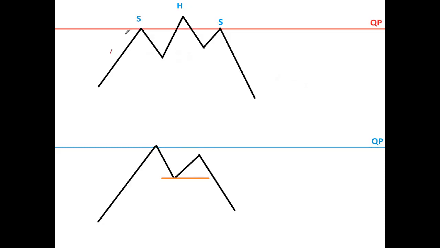Okay, so you're going to have head and shoulders, right? Head and shoulders formations right at a quarter point. You're going to have double top type structures, right? Where it breaks the middle part of the double top and you start selling, right? So these are just examples.